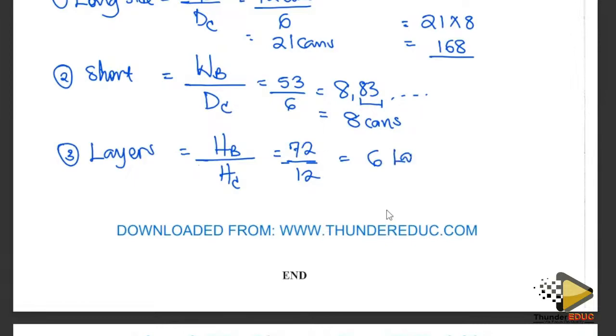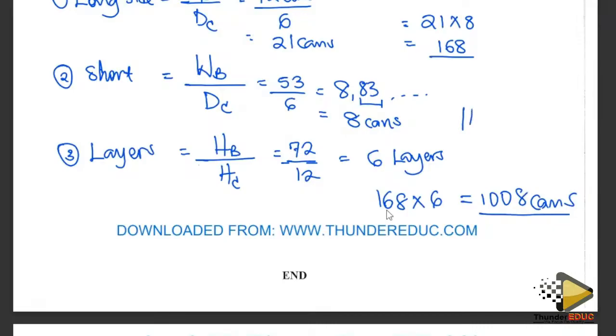So these will be layers, not cans. Each layer will be holding 168. So all in all, how many cans do we have? 168 times 6. We have 1008 cans. So the claim is what? It's invalid.